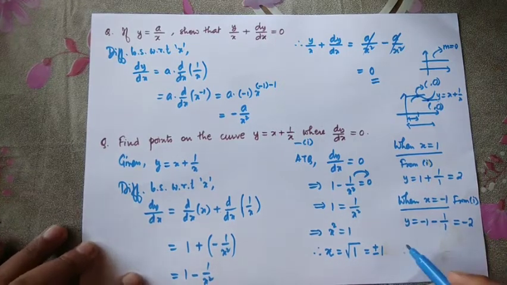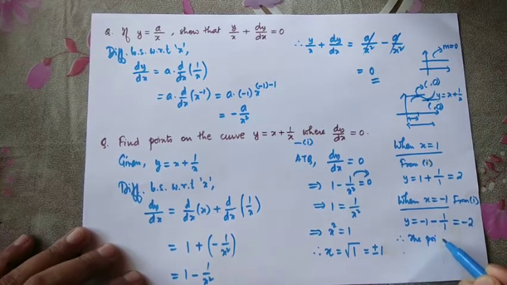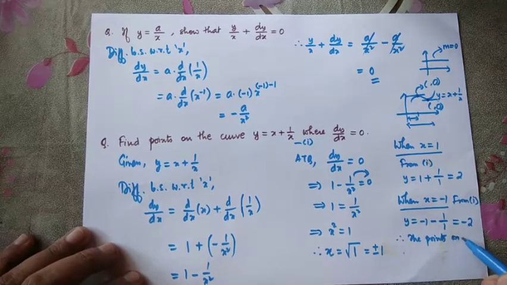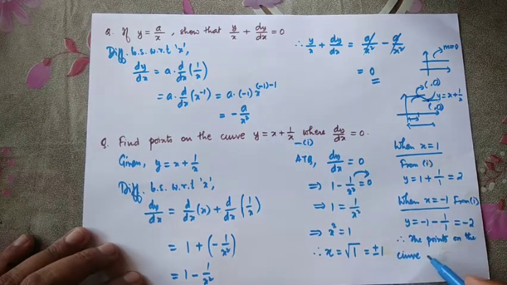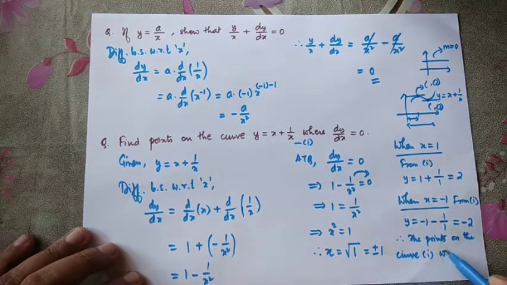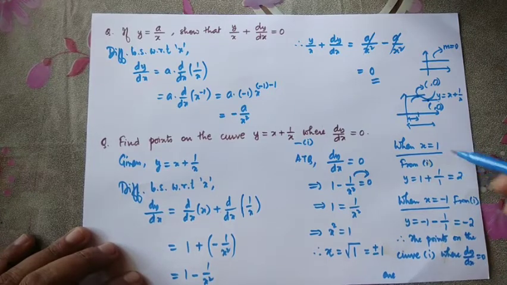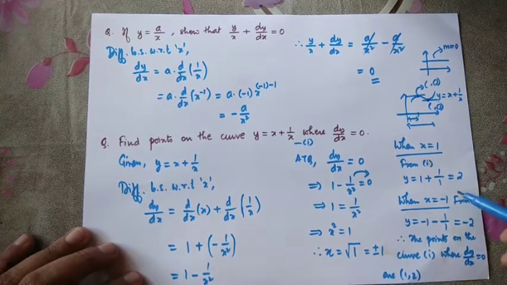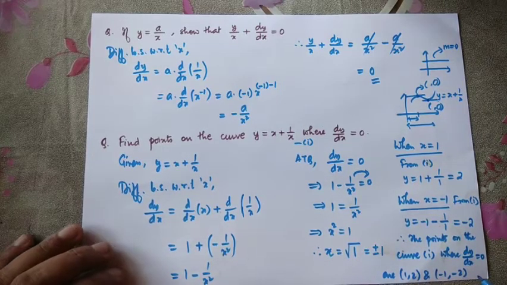At last you'll write, therefore the points on the curve, which I can call curve 1, where dy by dx is equal to 0, are: 1 comma 2, since whenever x is 1 the value of y is 2, and the other one is minus 1 comma minus 2. So pause the video to note down.